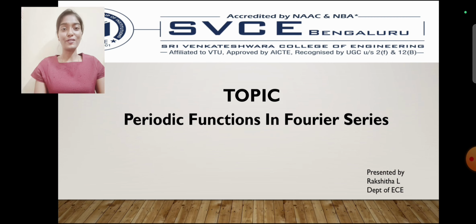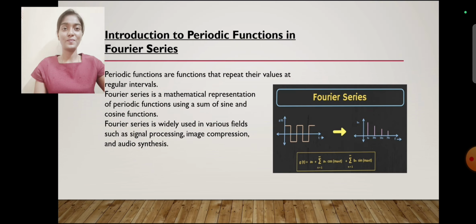Let's move forward to the introduction part. Introduction to periodic functions in a Fourier series. Periodic functions are the functions that repeat their values at regular intervals. Fourier series is a mathematical representation of a periodic function using a sum of sine and cosine functions. Fourier series is widely used in various fields such as signal processing, image compression, and audio synthesis.